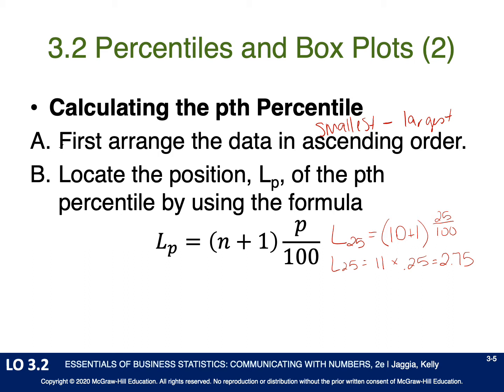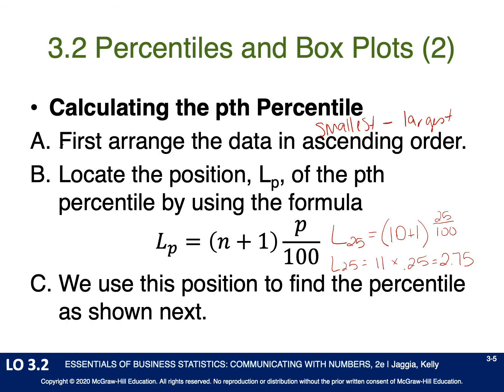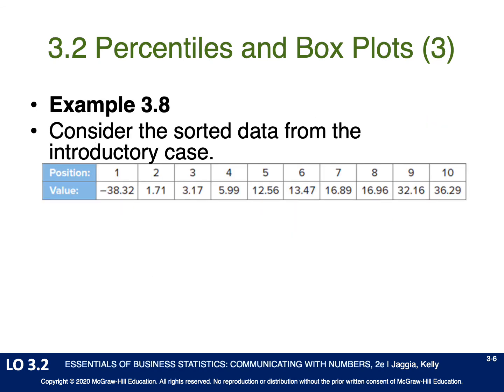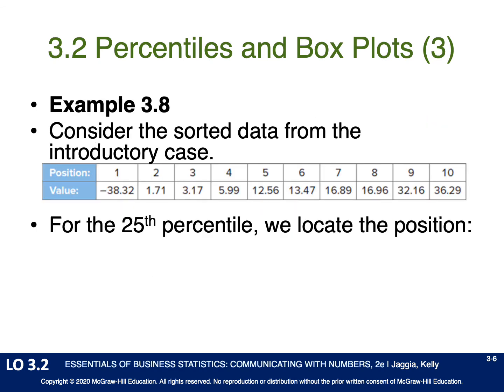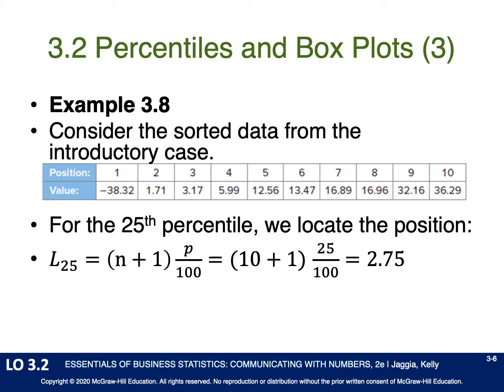We're going to learn how to find that location on the next slide. So here we have our data again, and this is printed out for us. And notice for the 25th percentile, which we've already calculated there, it is 2.75. So this means that it is 75% of the way between the second and third observation.